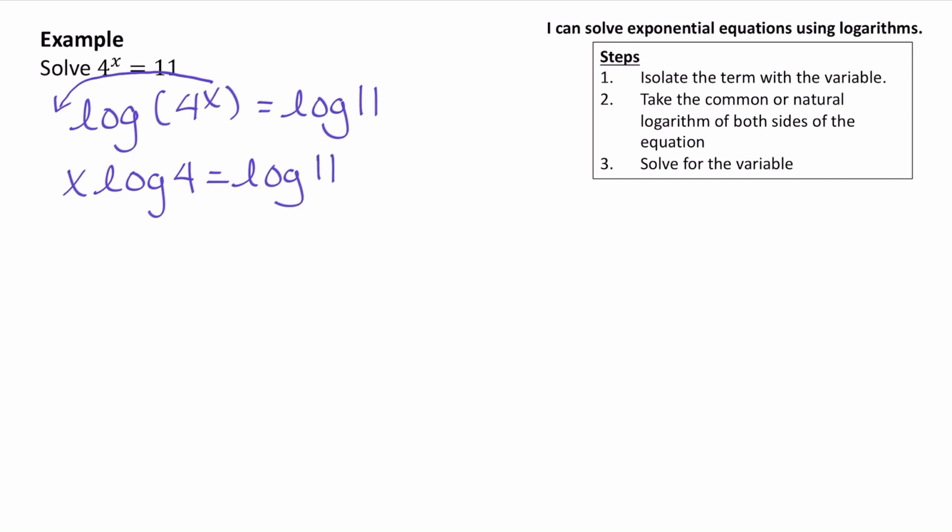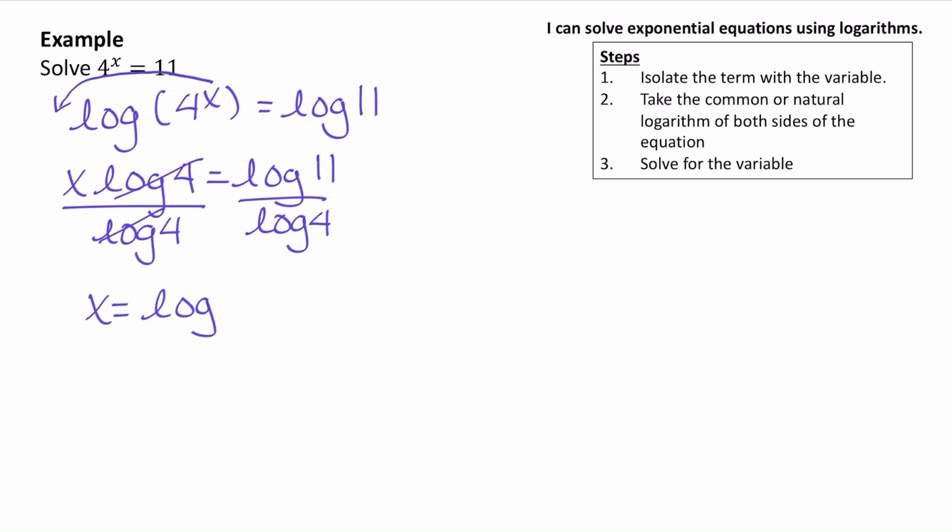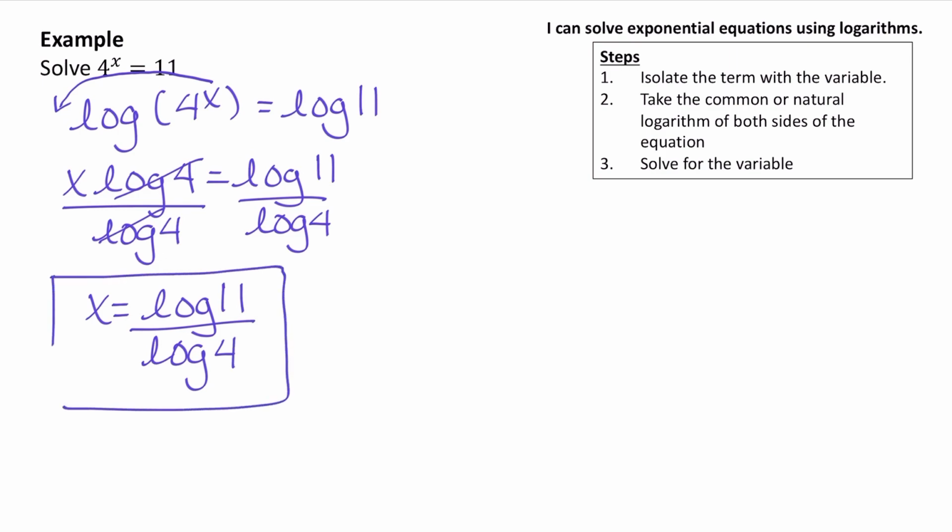Well, now what I want to do is get that x by itself. Well, the log of 4 is just a number. So what I can do is divide both sides by the log of 4, and that will allow me to solve for x. So I'm left with just x equals the log of 11 divided by the log of 4. Okay, so if you want an exact answer, you can leave it like this.